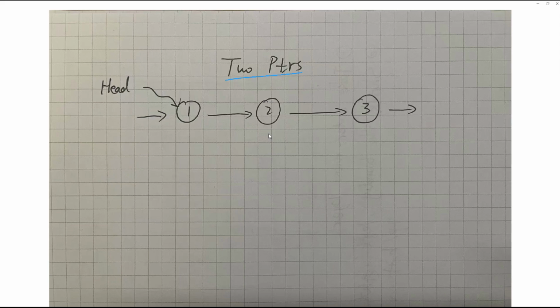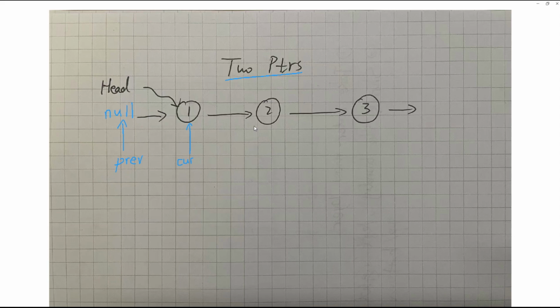Let's say with respect to node 2, instead of pointing to the next node 3, we want to make the pointer point to the previous element, which is 1. In this situation, we can use the two-pointer technique to achieve this. We will have a current pointer, which points to the current element that we are visiting, and another pointer called previous, which points to the element before the current element. So in this case, it's null.